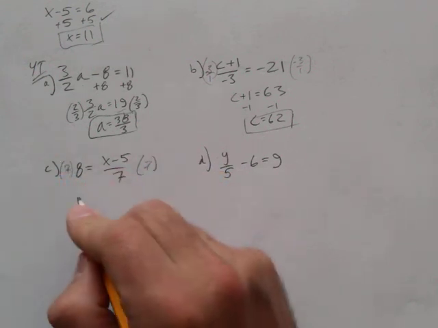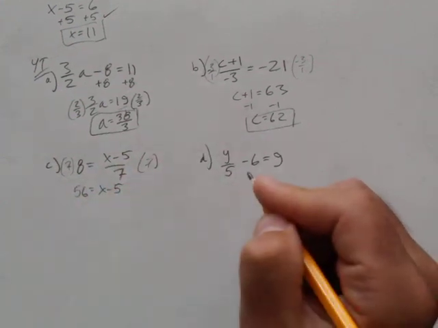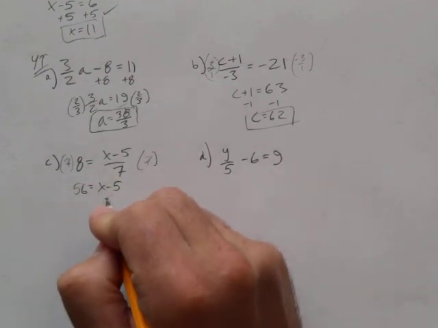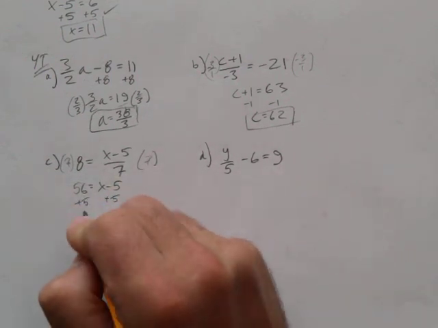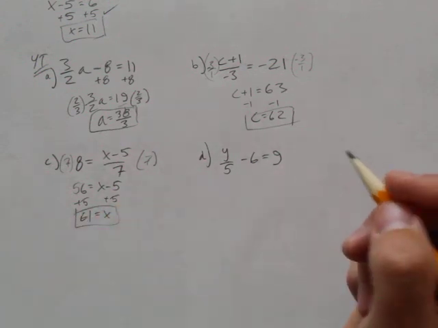Now, for this one, C, I want to multiply both sides by 7, or 7 over 1, to get that 7 out of there. And so I've got 56 equals x minus 5, because 7 divided by 7 is 1. Add 5 to both sides. I get 61 equals x, or x equals 61.